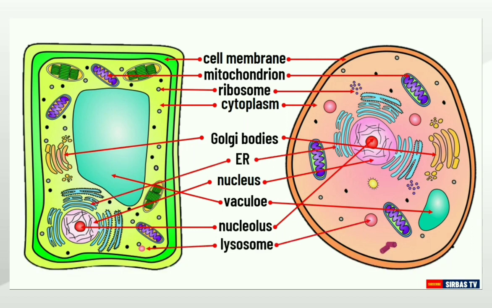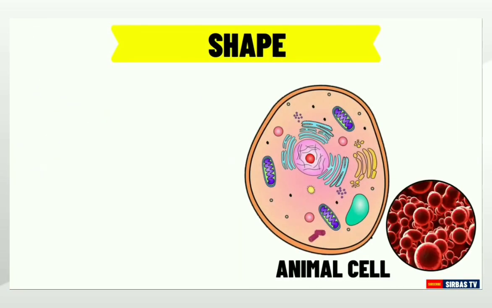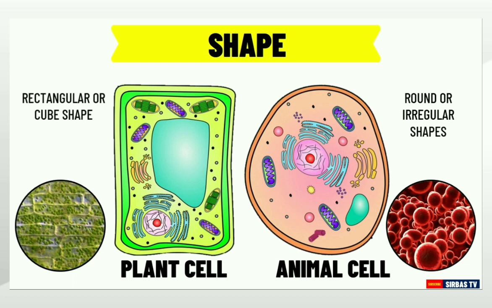Let us now talk about their differences, starting with their shapes. Observe the pictures of animal and plant cell. What do you think is the difference between them? Animal cells come in various shapes and tend to have round or irregular shapes. On the other hand, plant cells are more similar in size and are typically rectangular or cube shaped.